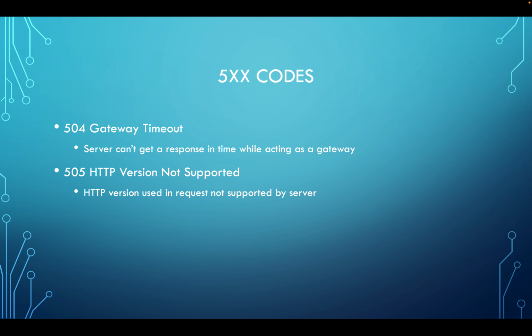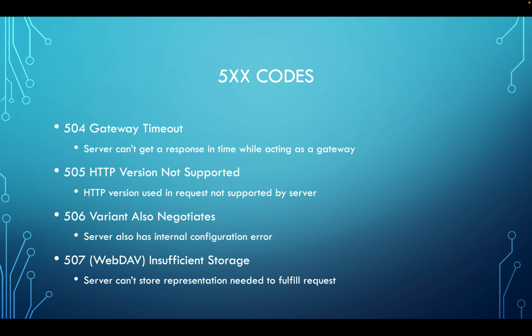It's basically like the HTTP version that's being used in a request isn't supported by the server. And 506 is variant also negotiates, meaning there are some internal contradictions within the server. And 507 is used by WebDAV and it's insufficient storage, which means the server doesn't have enough storage to fulfill a request.